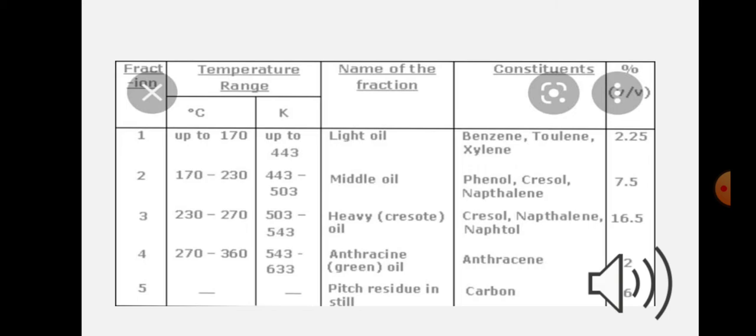And at last, pitch residue is still present, the constituent present in pitch residue is carbon, that percent is 56. Before also you have seen that the carbon still remains as a residue with 56% content, so we may call it as pitch residue. The constituent present in that residue is carbon, and the percent is 56%. This is the fractional distillation of coal tar.